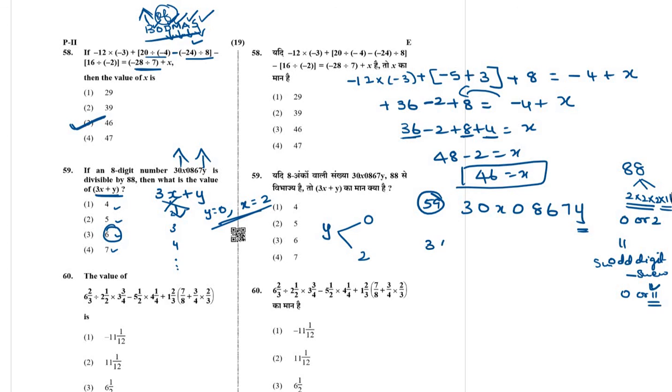So I am writing here 3, 0, x value is 2, 0, 8, 6, 7, 0. Check the condition for 11. Odd place digits: 1, 2, 3. Even place digits: 1, 2, 3. Add those numbers: 0 plus 6, 6. And then here 7 plus 8, 15, 17, 20. If you subtract, you will get 14. It is not a multiple of 11. Therefore, this number is not divisible by 11. So if I take y as 0, it is not correct. This choice is wrong.